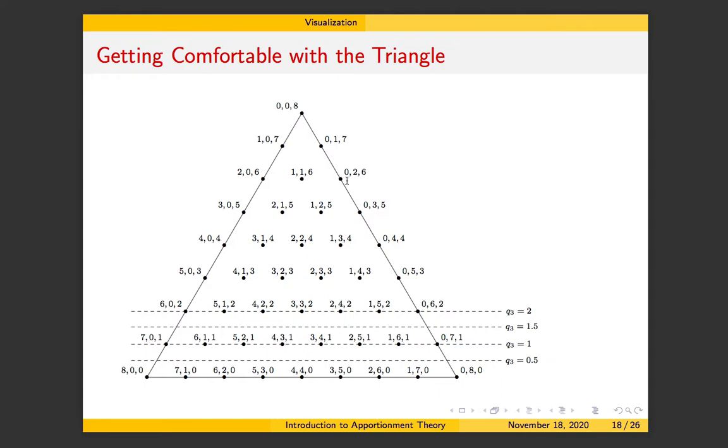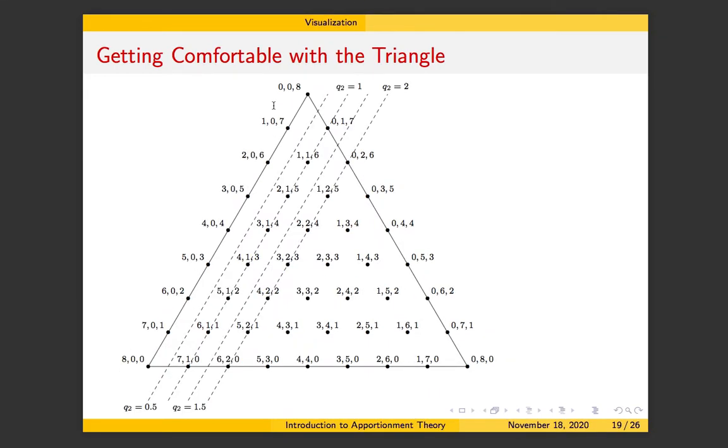Q3 being 5.8. So all that to say, a horizontal line in this picture corresponds to holding candidate 3's quota constant. And the higher you put that line, the higher candidate 3's quota is, till you get to the very top of the triangle where candidate 3's quota is 8. This is sort of candidate 3's triangle, or vertex up here, where candidate 3 gets all the delegates. And the other candidates get nothing.